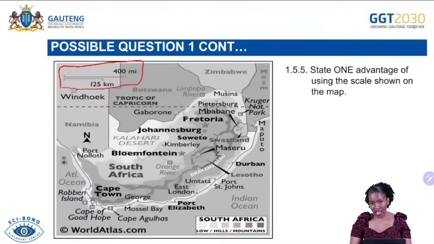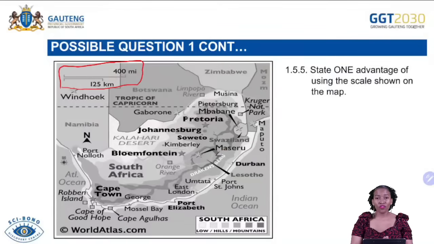Whereas a number scale, and that is the disadvantage of working with a number scale, is that with the number scale, if a map is enlarged or it is reduced, then the number scale becomes inaccurate. We can no longer work with that particular number scale because it is no longer accurate to that map that we are supposed to be working with.